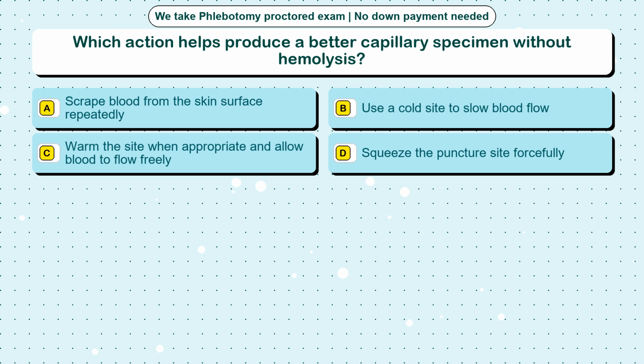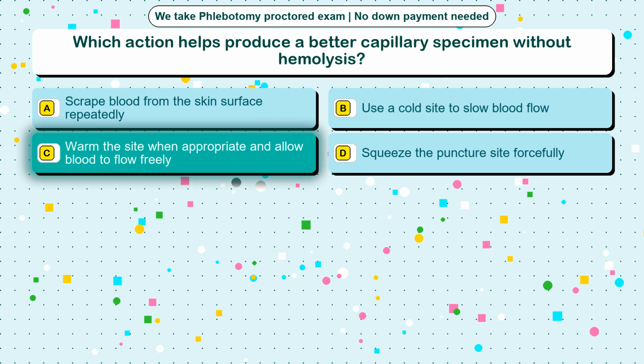Question 91. Which action helps produce a better capillary specimen without hemolysis? Option A. Scrape blood from the skin surface repeatedly. Option B. Use a cold site to slow blood flow. Option C. Warm the site when appropriate and allow blood to flow freely. Option D. Squeeze the puncture site forcefully. The correct answer is option C. Warm the site when appropriate and allow blood to flow freely.